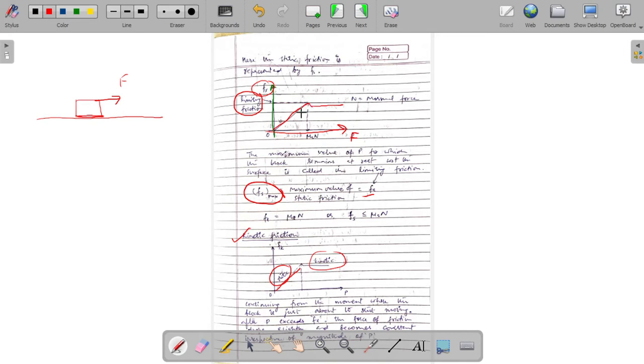Because of which we are able to say that the value of kinetic friction is a constant value, which we name as mu k. Fk is equal to mu k into N. Again the same principle happens, that the force is proportional to the normal reaction applied on the block, and in this case the constant of proportionality is called mu k, the coefficient of kinetic friction.